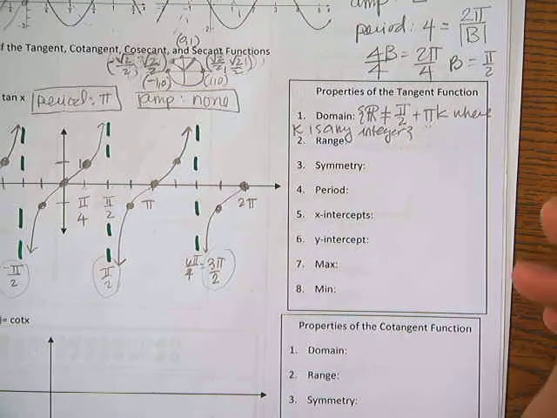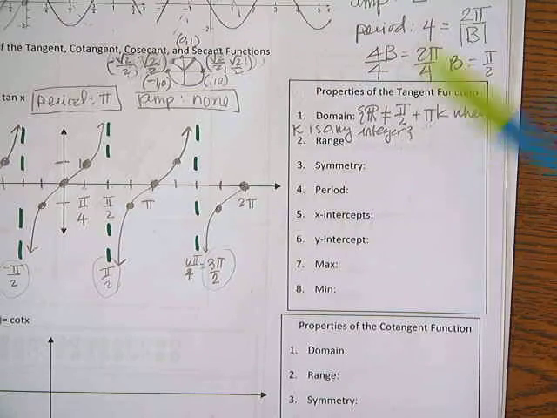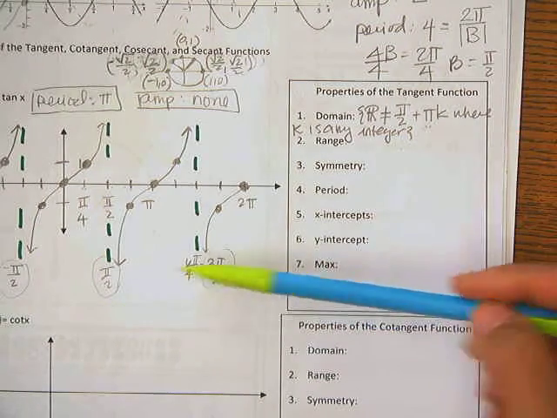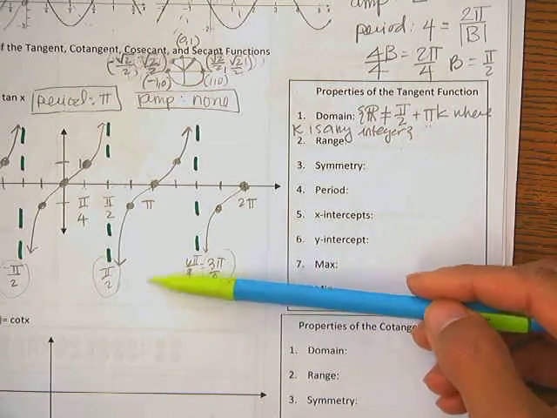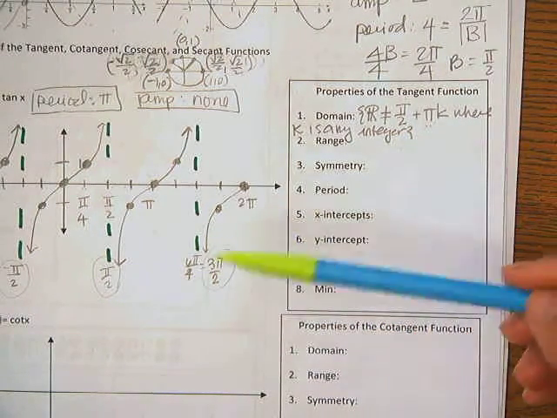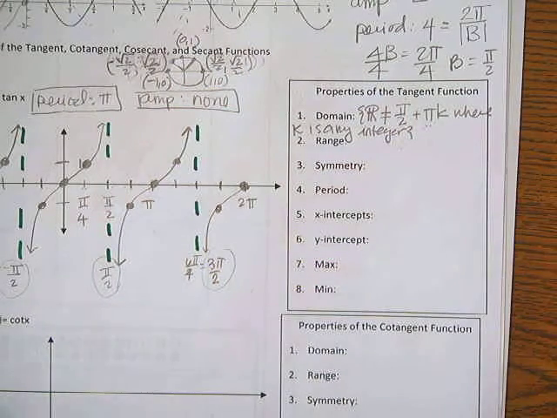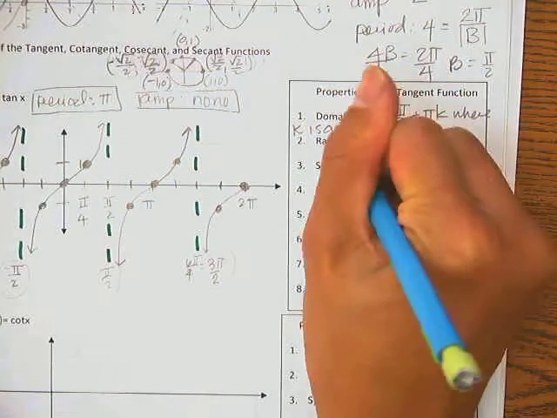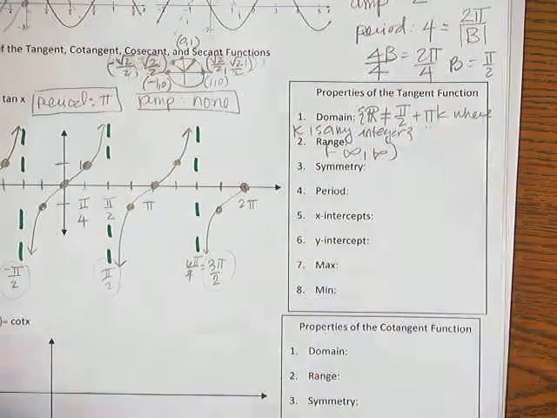You can also do this. Notice how these are all odd numbers. You can also do pi over 2 times k, where k is any odd integer. The range, it goes up forever and it goes down forever. So that's going to be negative infinity to positive infinity.